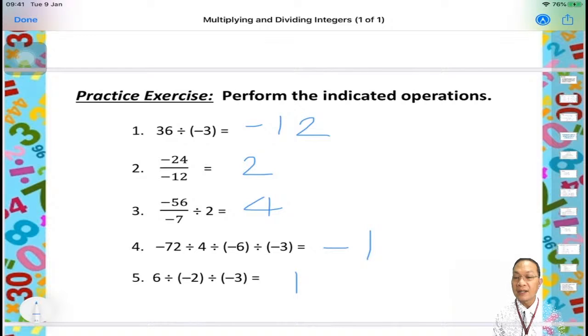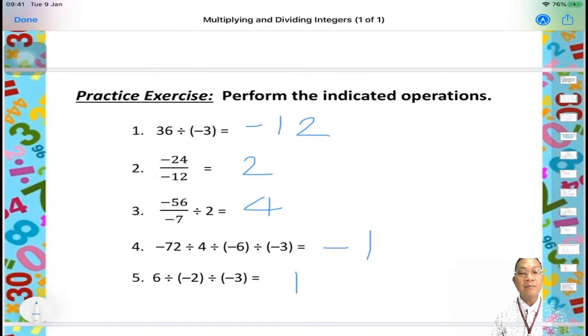So any question? All right, you're still answering one, negative one, okay. For number four, negative one, number five is positive one. You got them right from number one to number five. All right. So we are done with multiplication and division of integers. I think you are ready to answer your homework.